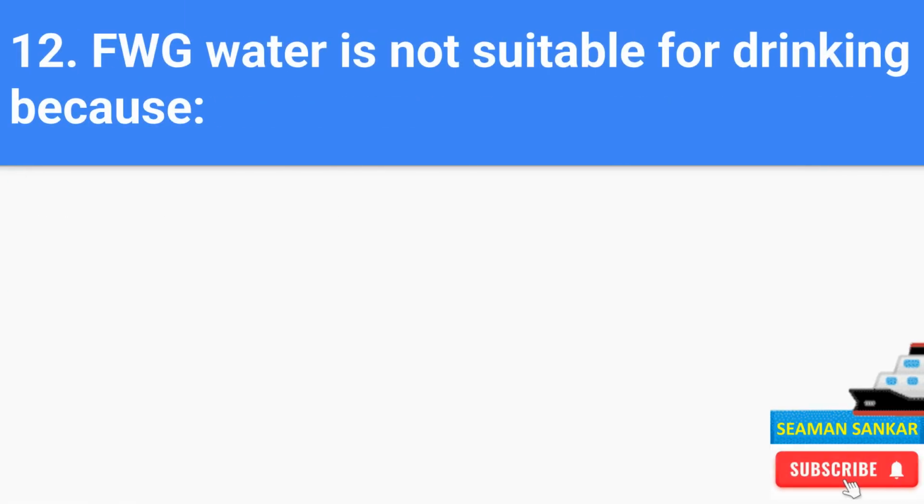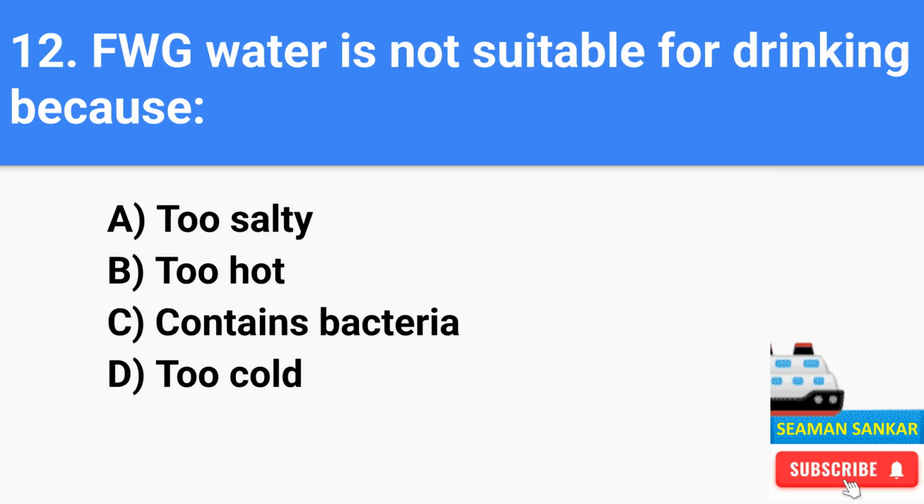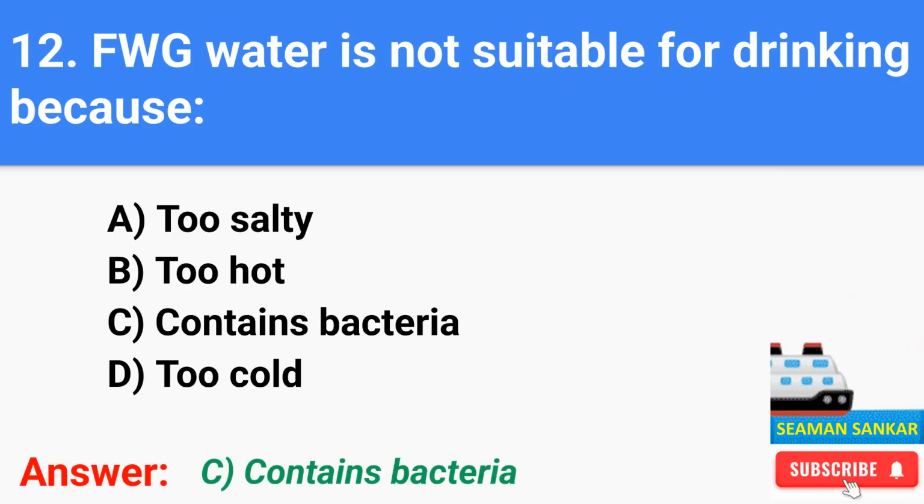Question 12. FWG water is not suitable for drinking because A. Too salty, B. Too hot, C. Contains bacteria, or D. Too cold. FWG water is not initially suitable for drinking because it C. Contains bacteria, requiring further treatment like chlorination.